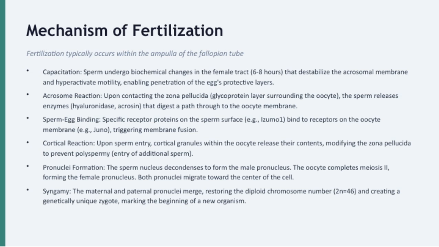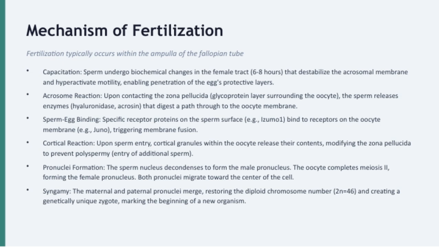Next, when the sperm contacts the zona pellucida, the glycoprotein layer surrounding the oocyte, it triggers the acrosome reaction. The sperm releases enzymes like hyaluronidase and acrosin, which digest a path through this layer, allowing the sperm to reach the oocyte membrane. Once the sperm reaches the oocyte, specific receptor proteins on the sperm, such as Izumo1, bind to receptors on the oocyte, like Juno. This binding is crucial because it triggers the fusion of the two cell membranes, allowing the sperm to enter.